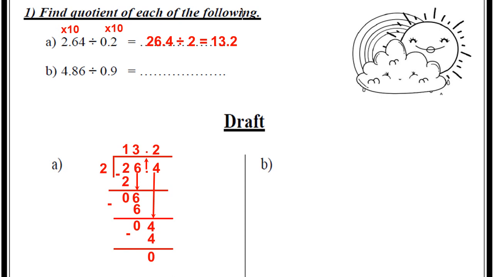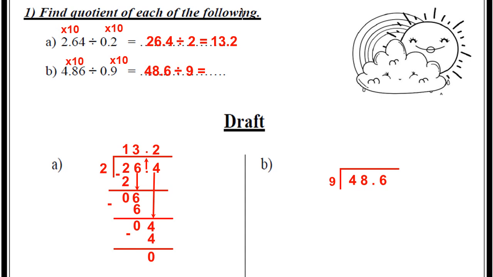And now, in letter B, we have 4.86 divided by 0.9. Here, as we said before, can the divisor be a decimal number? No, we need to remove the decimal point. How many decimal places do we have? 1 decimal place. So we will make it times 10, and also here times 10. Now, 4.86 times 10 means 48.6, and 0.9 times 10 will be 9. So here, let's make the draft. The first number down, 48.6, and the other number here, 9.